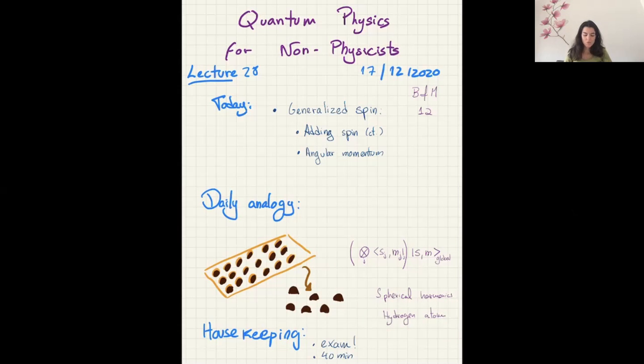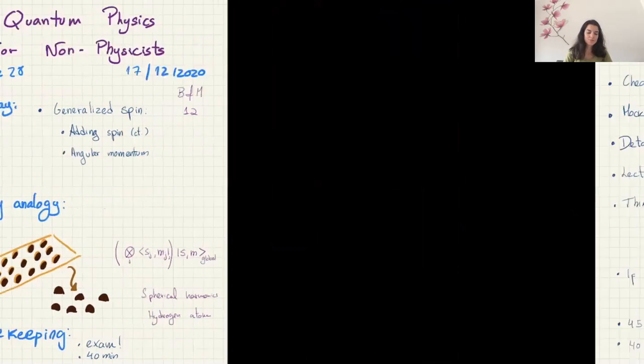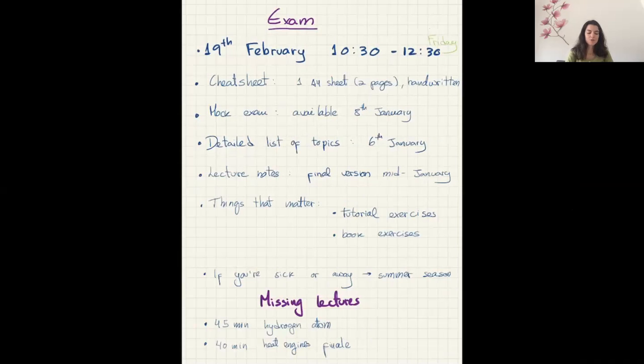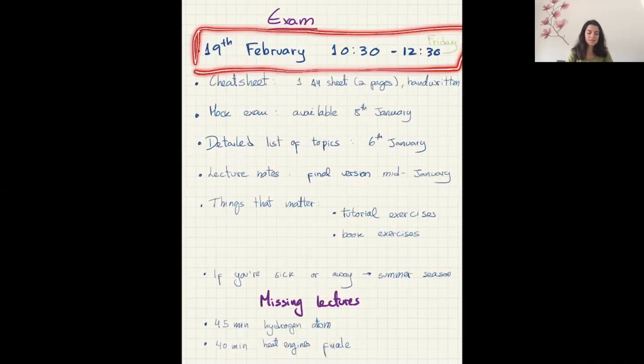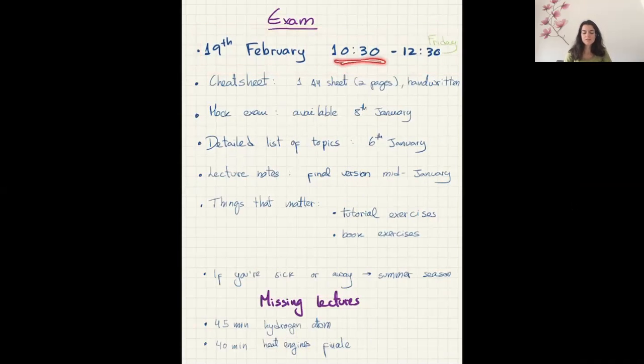We have some housekeeping to do, so I'll talk about the exam and the missing lecture time. So let's start with the exam. As you probably know by now, it will be on Friday, the 19th of February at 10:30, and it lasts 2 hours. You can take a cheat sheet, which should be 2 pages, so one sheet, double-sided, A4.